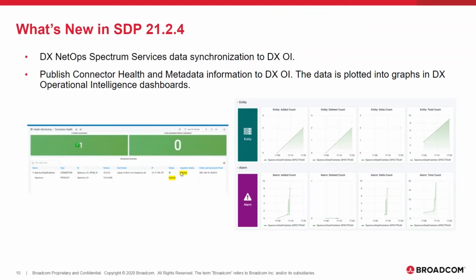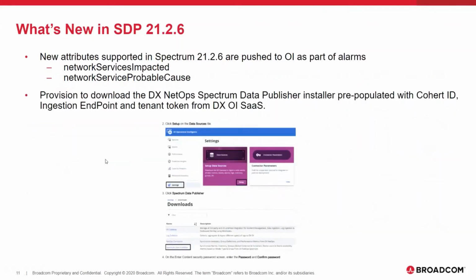When the Spectrum Data Publisher is stopped for some reason, it will not push any data. But right now, OI has not implemented anything to show it as red or something. That's in OI's backlog, I think. Health data gets pushed every 24 hours, and the TTL we are sending is 2 multiplied by that interval, so 2 days by default as of now. This is the recent release, 21.2.6.